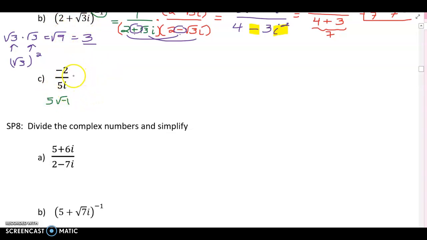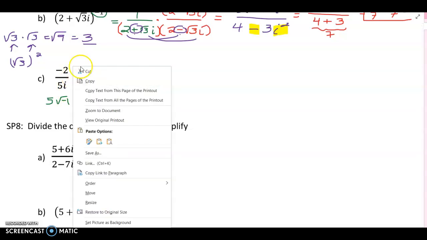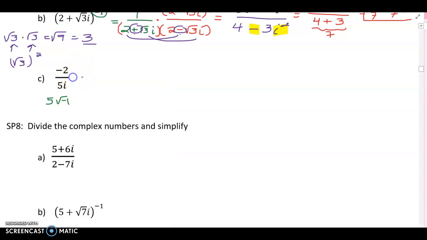So there's a couple things we can do here. Your book just multiplies by I over I, because the only part that's the radical is the I. You could just do I. If you feel better, you can do 5I. You just want to multiply both by 5I. You could do negative 5I. The focus is where the radical is.